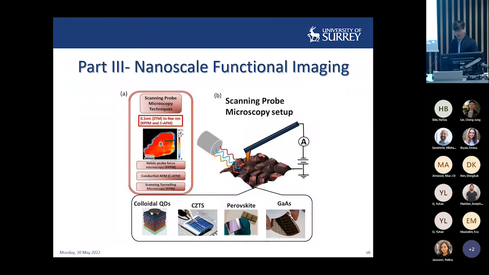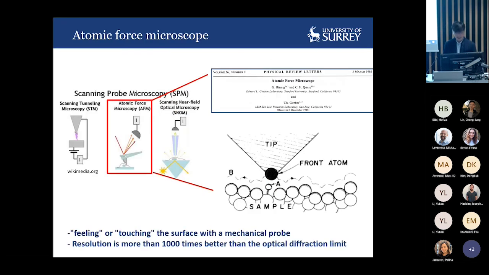Because of that reason, I have been working on nanoscale functional imaging, which can probe individual defects at the nanoscale. So I usually use atomic force microscopy for this purpose. And you can see that the atomic force microscope concept was first introduced, and I think the first demonstration was in 1986 from Stanford and IBM.